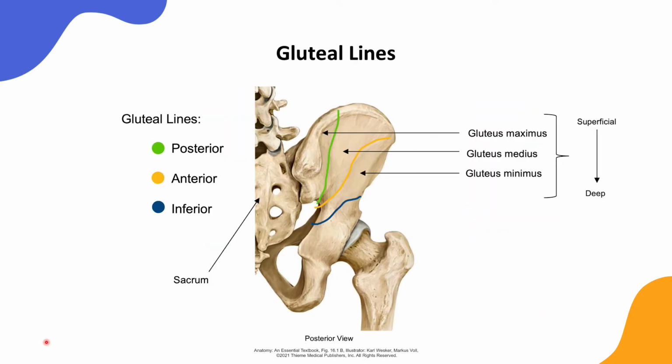The gluteal lines are important osteological ridges that separate the muscles that will be discussed in the next few slides. These are, from superficial to deep, gluteus maximus, medius, and minimus. We have the posterior gluteal line in green, the anterior in yellow, and the inferior in blue. Lastly, an osteological landmark depicted in this posterior view of the pelvis is the sacrum.